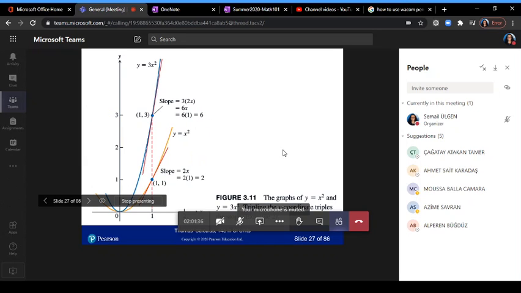So there are some examples here with the powers. y equals x squared is a power function. The derivative is 2x. y equals 3x squared is a power function. The derivative of this is going to be 6x, and the value of the slope at that point is 6 times 1, which is 6, and the value of the slope at the point 1, 1 is 2 times 1, which is 2.